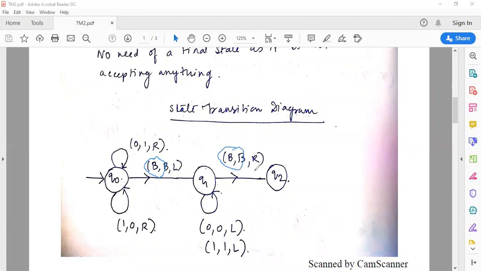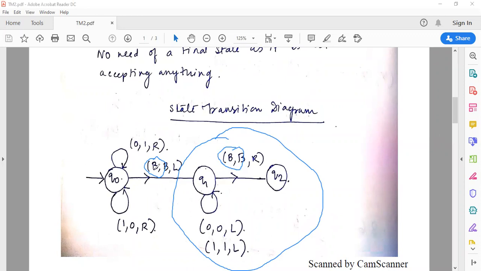So once I have reached the blank symbol at my leftmost end, I'll keep it as blank, keep it intact and move towards my right. Why am I doing this entire thing? This is done just to bring my read-write head back to the initial point that I started. So we are finally reaching the initial state.